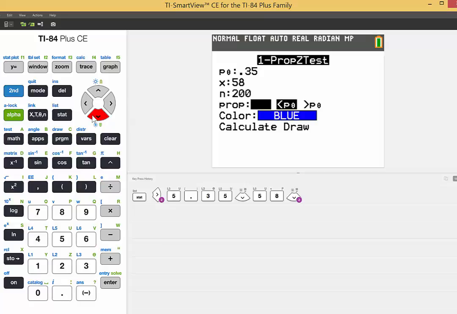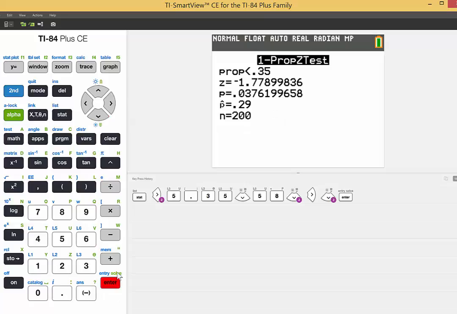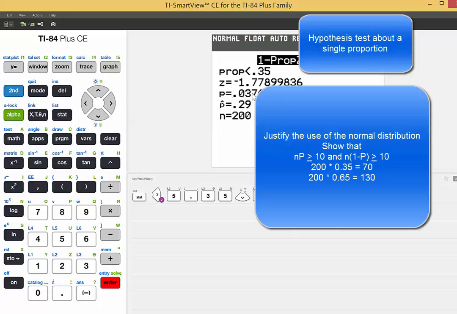And then we need to make sure that we get the direction of the inequality in the alternative hypothesis correct so that our p-value will be correct. It was less than 0.35. And then we'll come down and hit calculate. And this gives us a z-value of minus 1.779 and a p-value of 0.0376 if we round to 4 decimal places.